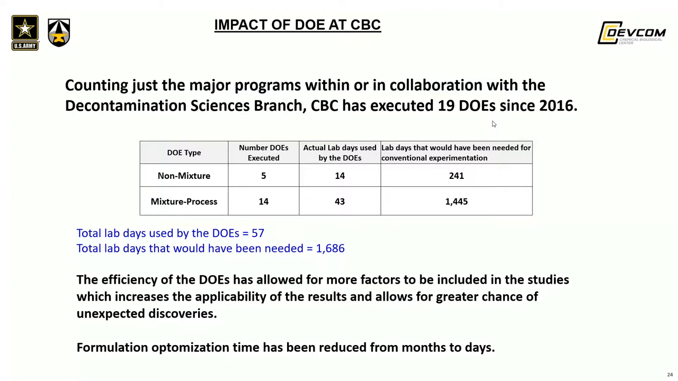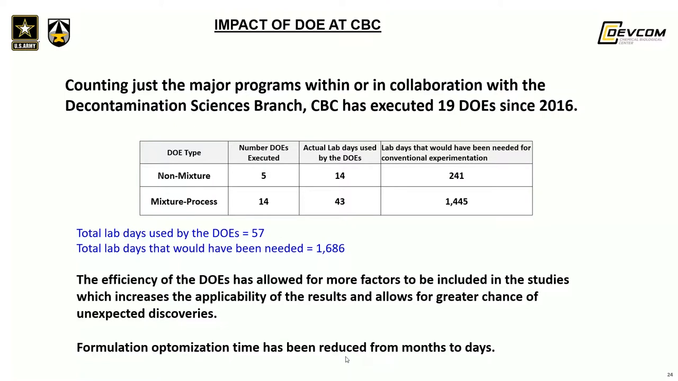And we don't turn the lights off and go home. Those lab days were used to run other projects. So we extracted as much information in 57 days as we would have gotten within 1,700 if we weren't using these structured techniques. On top of that, the DOE being so efficient, researchers are allowed to bring in more factors. And the stakeholders that fund us love to see extra factors because it makes the research more applicable. And final formulation time has gone down. We've reduced it to about 1 or 2 days, maybe 3 days, versus it used to take months to get a reliable final formulation.